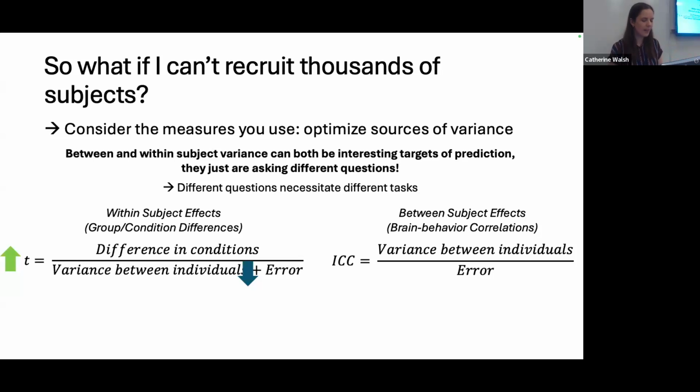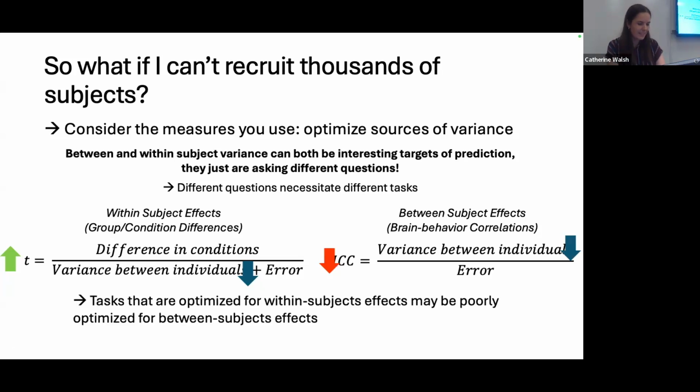Great, wonderful. But say we take that same task where we've tried to minimize the variance between individuals, excuse me. That's going to minimize the numerator in our other between subject measures and therefore make the thing that we care about in terms of between subject effects smaller as well. The long and short of this hand wavy math is that tasks that are optimized for within subject effects might be poorly optimized for between subject effects.